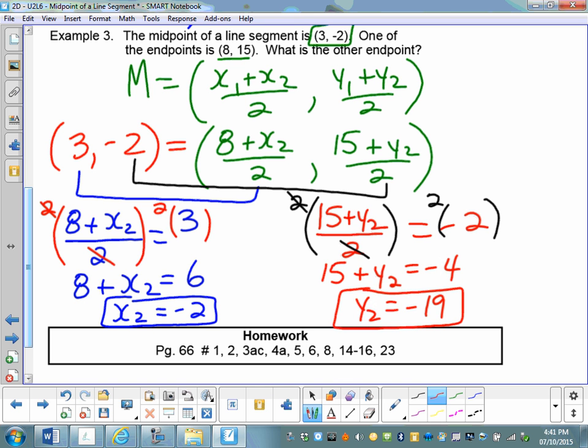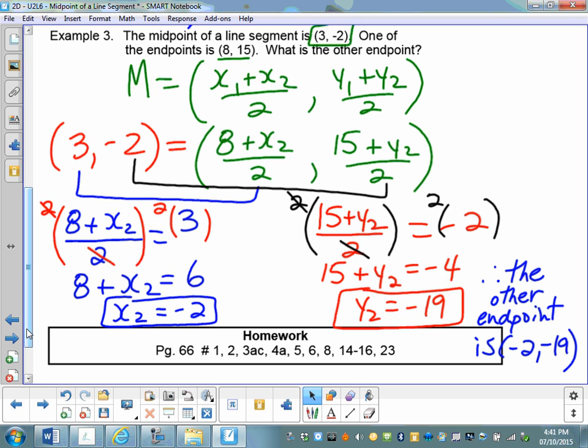So therefore, the other endpoint is (-2, -19). We're going to practice some of these questions tomorrow in class.